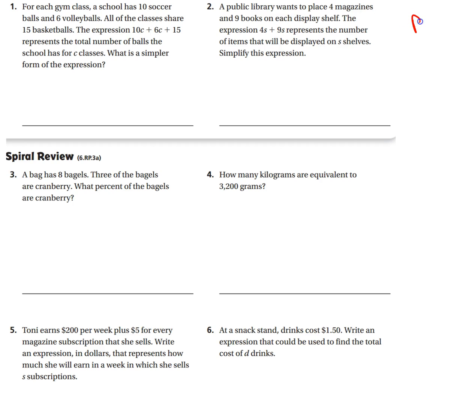All right, now I'm on the back side, P124 of the Go Math homework. Let's get right to it. For each gym class, a school has 10 soccer balls, 6 volleyballs. All the classes share 15 basketballs.